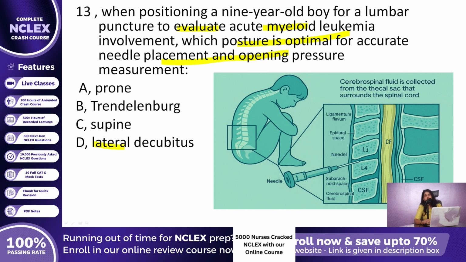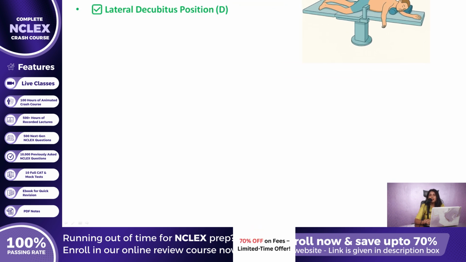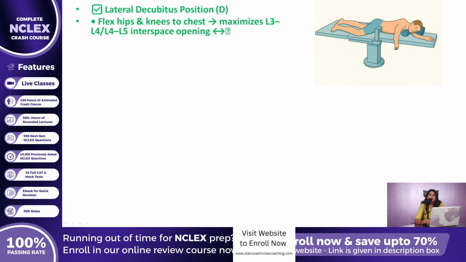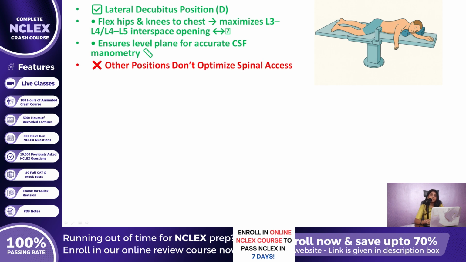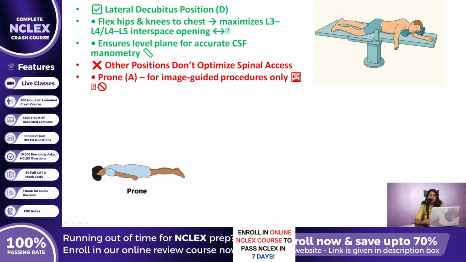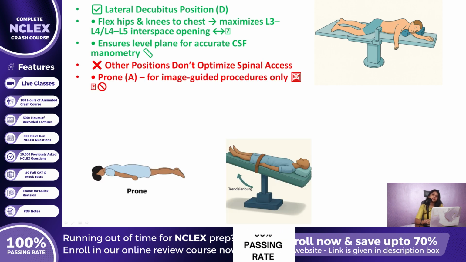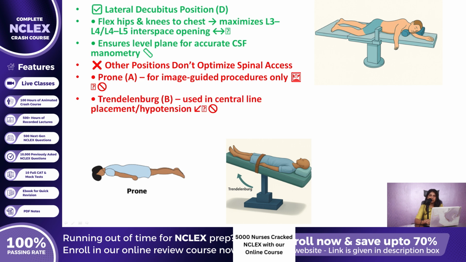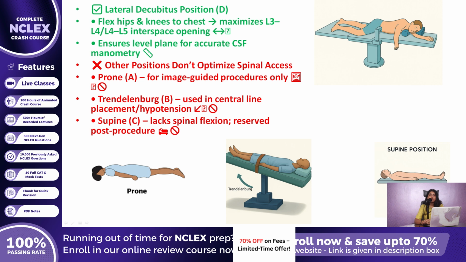Lateral decubitus, because flexing the hips and knees toward the chest opens the vertebral spaces at L3, L4, or L4, L5 and allows reliable manometry readings on a level plane. By comparison, A. Prone is reserved for radiologically guided punctures, B. Trendelenburg is used for central line placement or hypotension, and C. Supine prevents adequate spinal flexion and is only used after the procedure is complete.